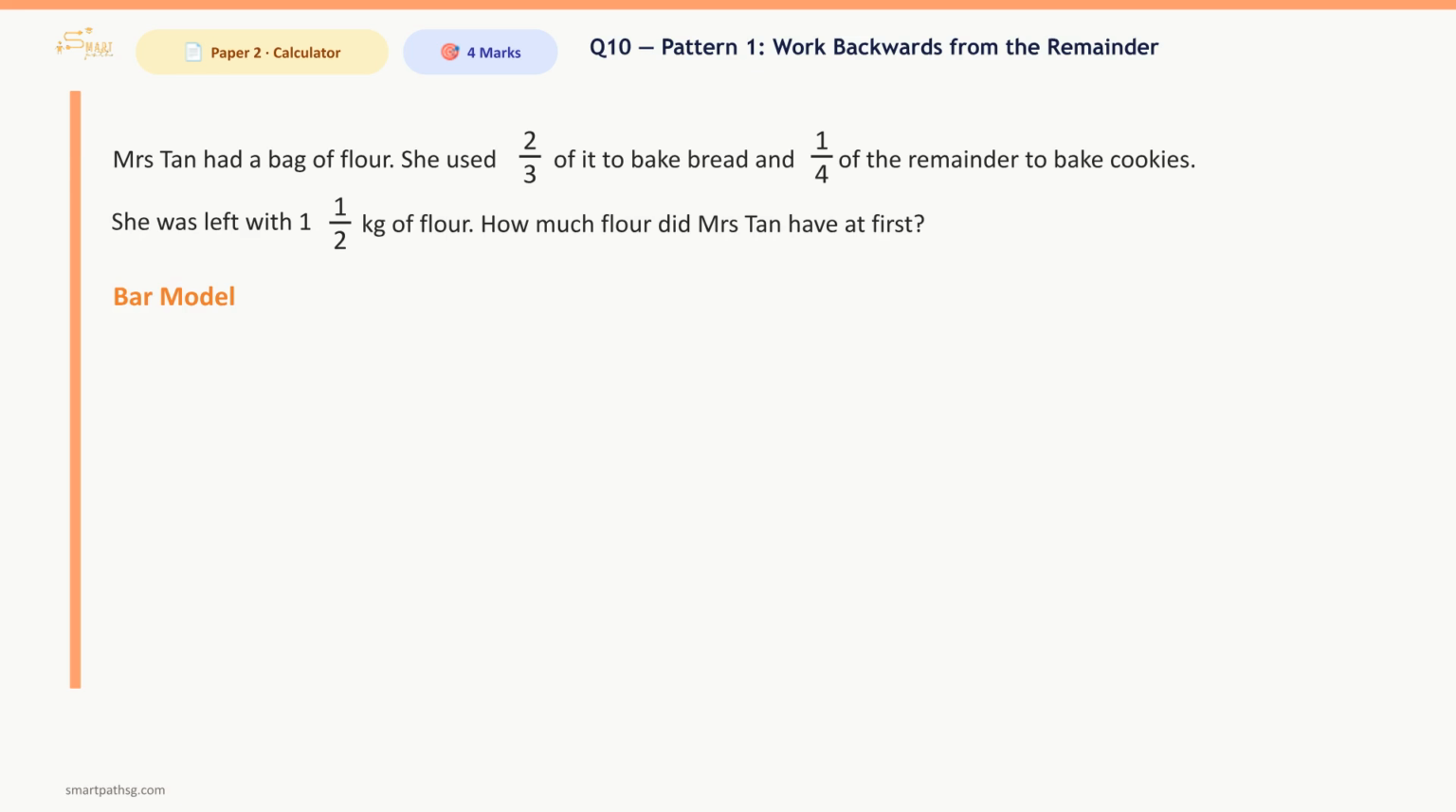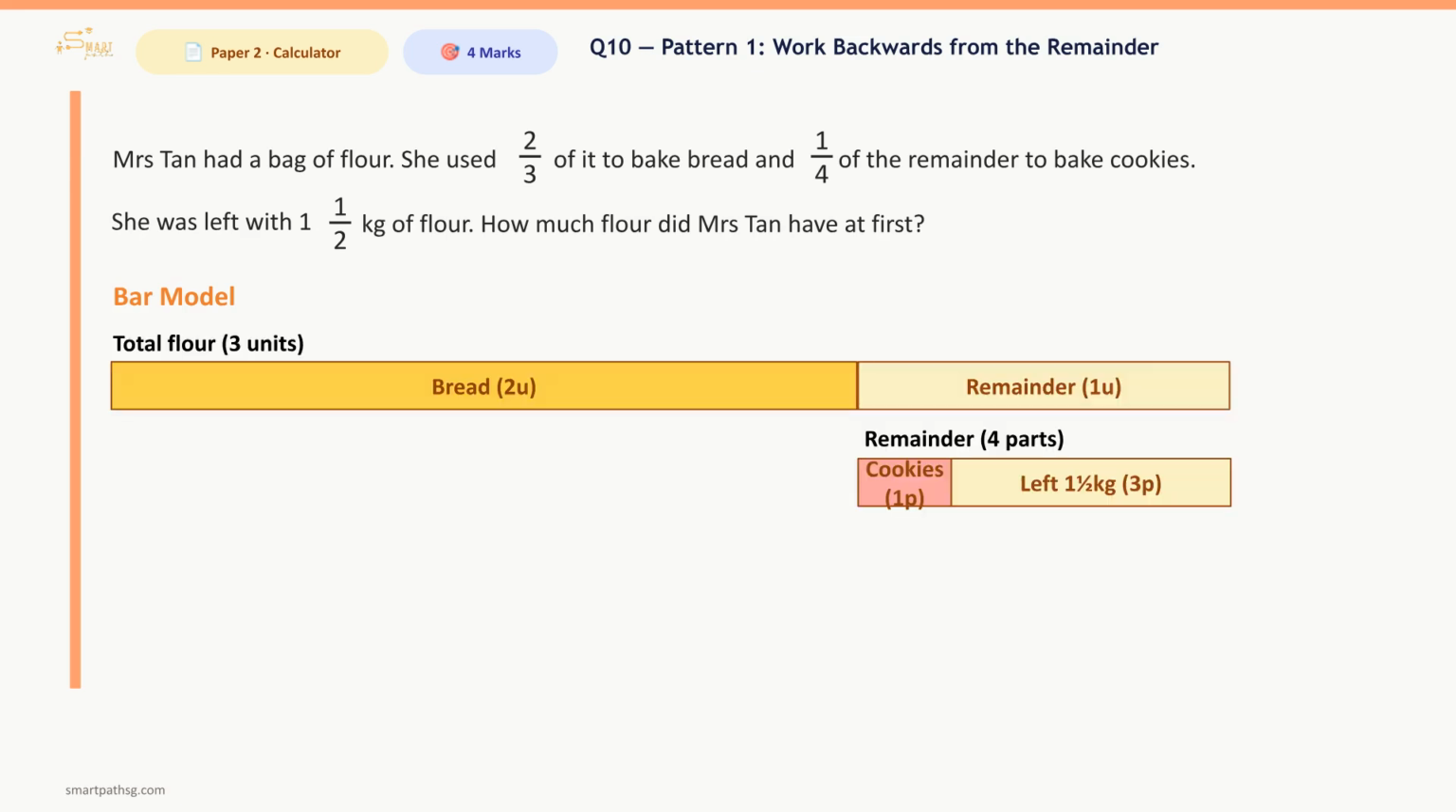model. We start with representing the total as 3 units, and 2 units were used for bread, leaving 1 unit as the remainder. The remainder is then divided into 4 parts, where 1 part is used for cookies, and 3 parts are left, which equals 1.5 kilograms.